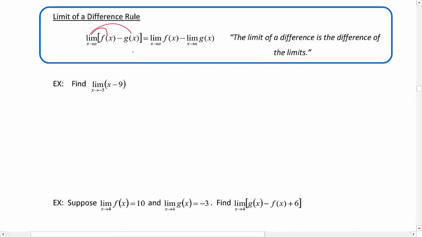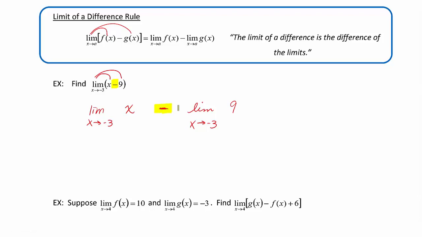We just apply this limit to each one of our functions. Let's find the limit as x approaches -3 of x minus 9. The first thing I'm going to do is rewrite it, applying the limit as x approaches -3 to each part. And just be careful here when you write the second part, it's just going to be 9 because the minus in between the terms is the minus that I have in between the two limits. So don't double count that negative.